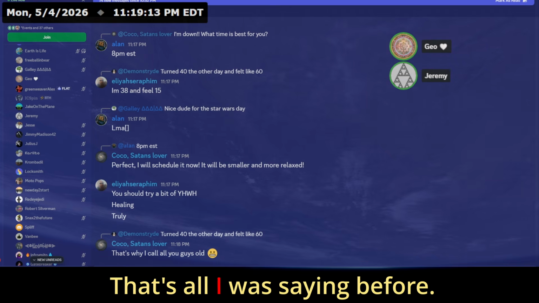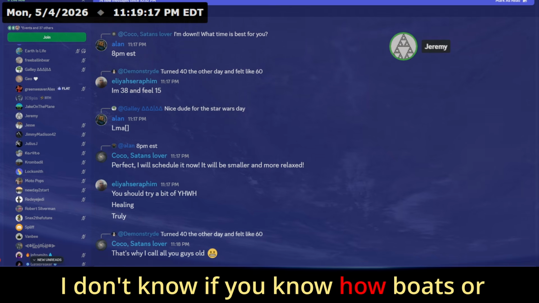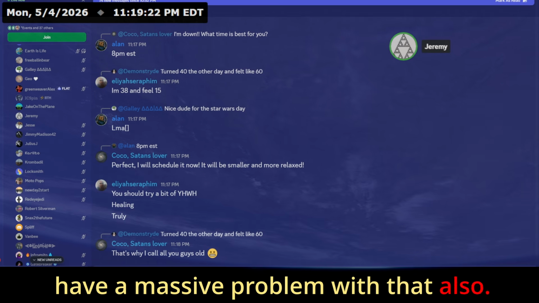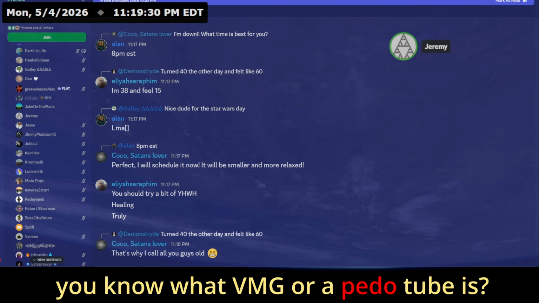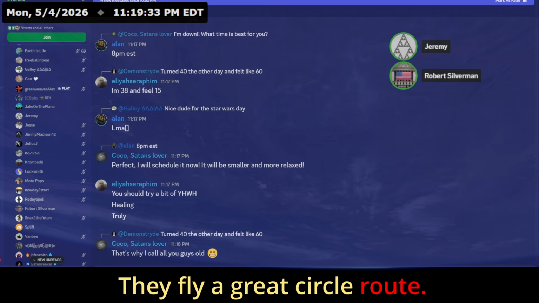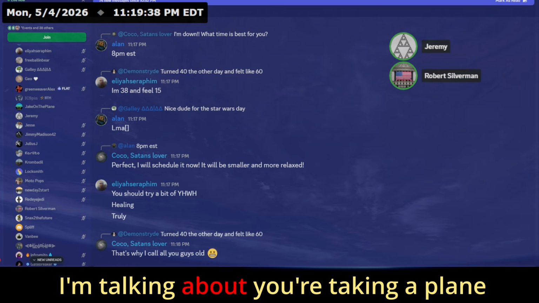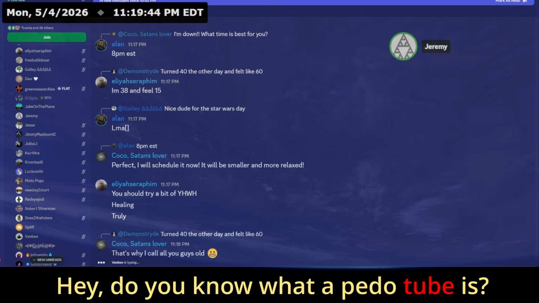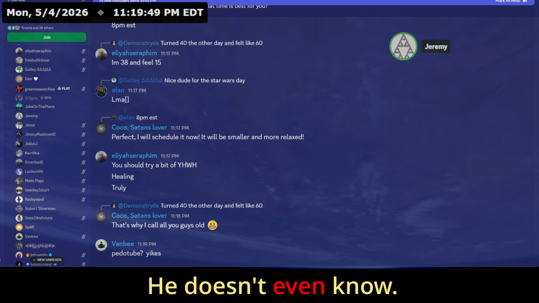Well, there are massive problems. That's what I was saying before. I don't know if you know how boats or planes get distances, but you're going to have a massive problem with that also. I don't think so. Do you know what VMG is, or a pitot tube is? They fly a great circle route. You're taking a plane from LA to New York. Okay. Do you know what a pitot tube is? You're talking about how to measure airspeed, right, Jeremy? He doesn't even know. I know.